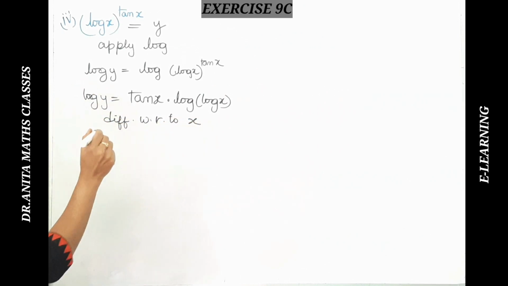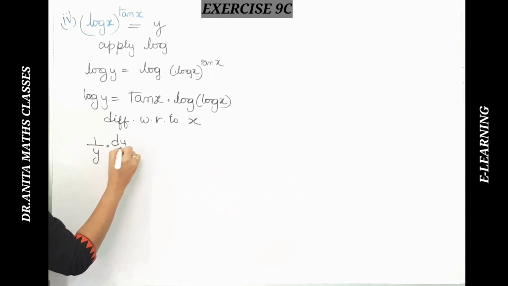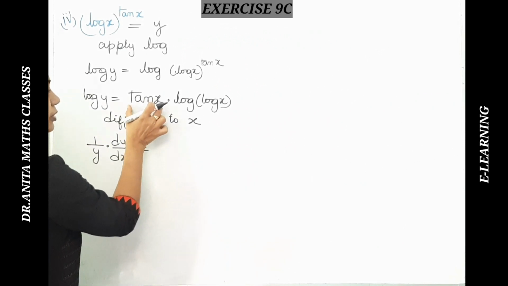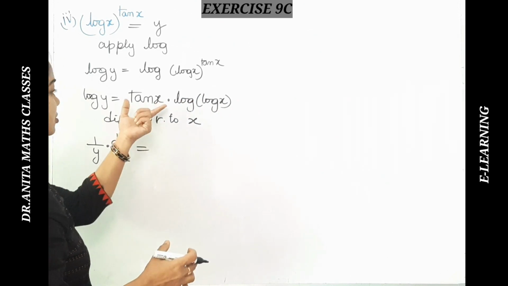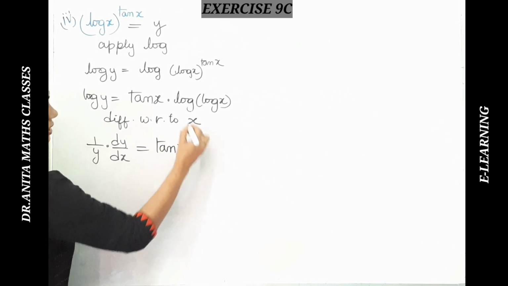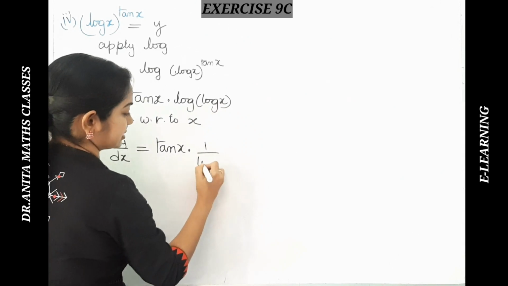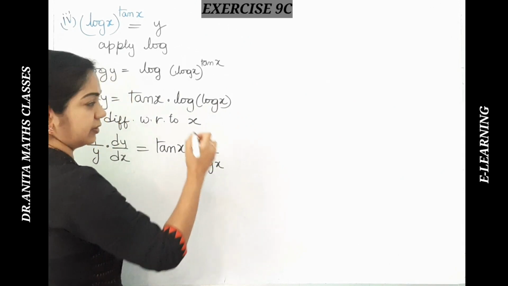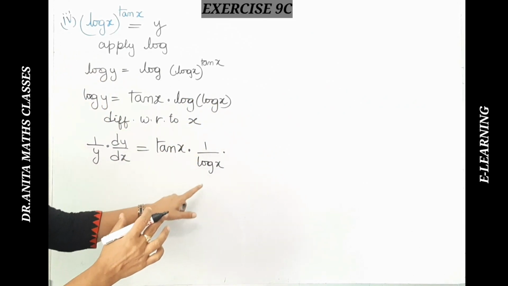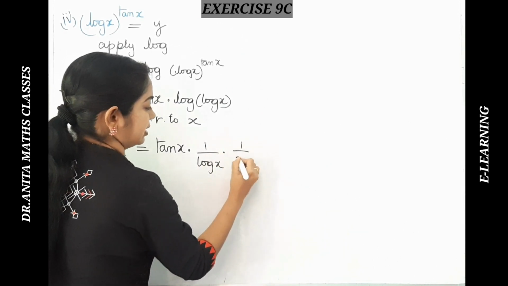So log y differentiating with respect to x comes to 1 by y, because this is not an x function, so dy by dx again. Now this is in the form of u into v, the product rule. So u and v. Let us take tan x as u, and differentiate this one. The derivative of log of log x is 1 by log x, and then the derivative of log x is 1 by x.